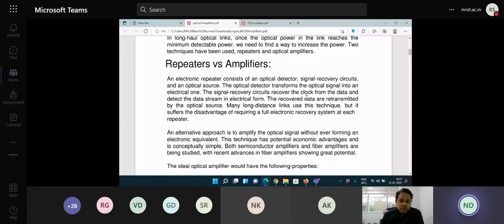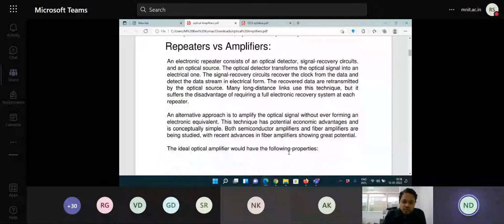So there are many different types of optical amplifiers. The most common optical amplifier which is used comes under the category of fiber amplifiers. And apart from fiber amplifiers, there are also semiconductor amplifiers which can be used. But normally in long haul optical communication systems, fiber amplifiers are what are used.